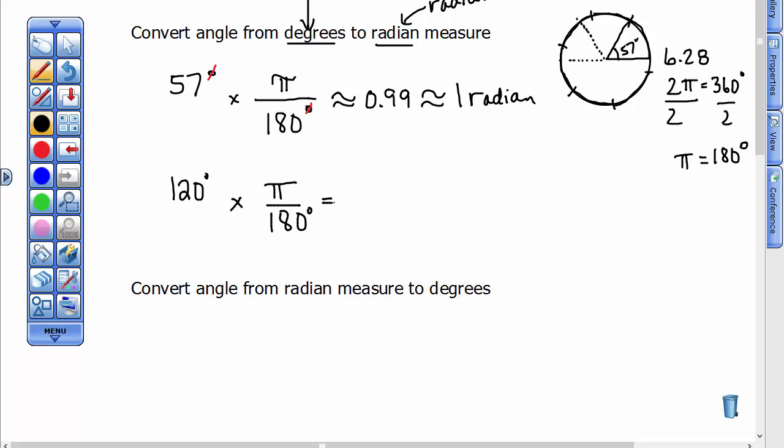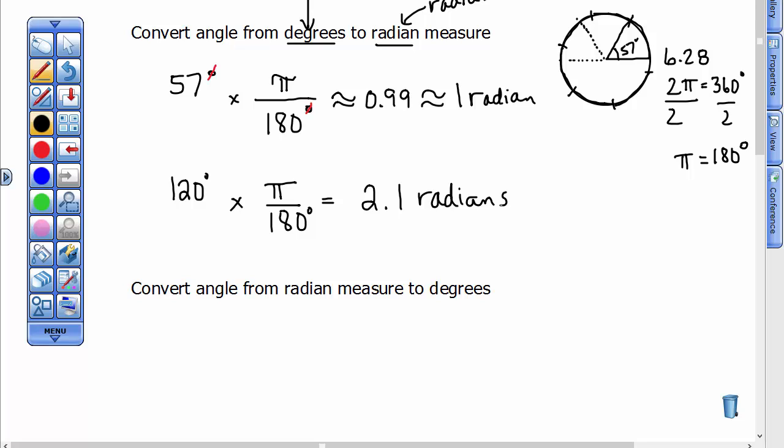Would you do that, please, with your calculator? 120 times the pi key. You could hit enter, then divide by 180, and you should get the number 2.1. Remember how I said the answer should be a little bit more than 2? It's 2.1 radians. We don't usually write the word radians, but I'm just getting you accustomed to this idea.